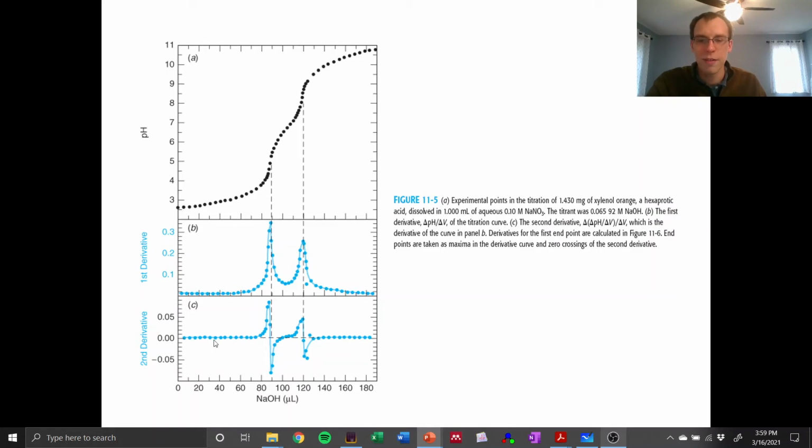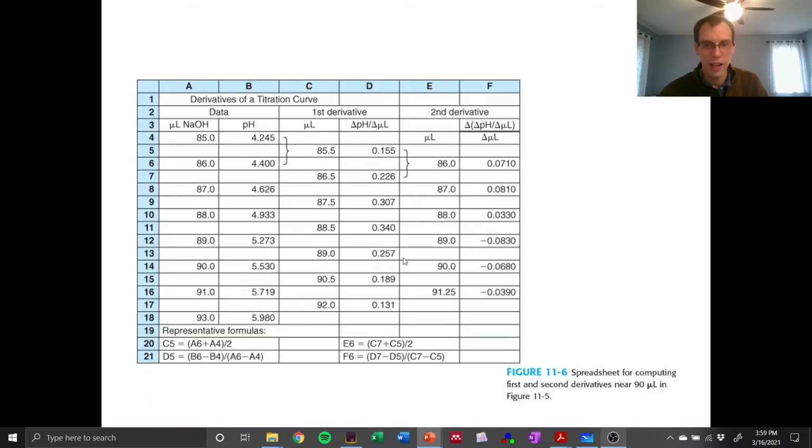In the second derivative, we get a 0 crossing here, and the place where it crosses 0 is our equivalence point. How we actually do this is outlined in your textbook. The basic idea is that you have your data points. This is your original data: volume of, in this case, sodium hydroxide in microliters, probably using an auto titrator, and your pH.